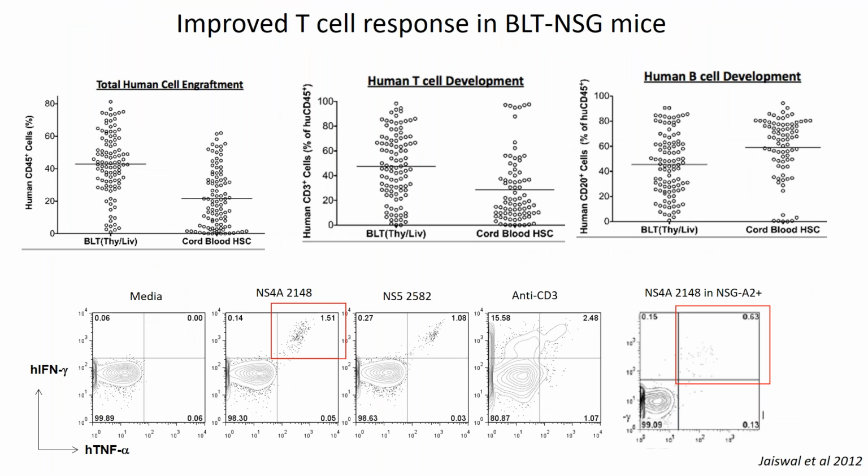So while we were wrapping up the story, Mike Graham, who is again at UMass, started generating BLT animals, and we started characterizing these animals. So BLT NSG animals have a higher level of CD45 compared to cord blood engrafted animals, and they also have a higher level of CD3 cells. Although the B cells are much higher in the HSC model compared to BLT.